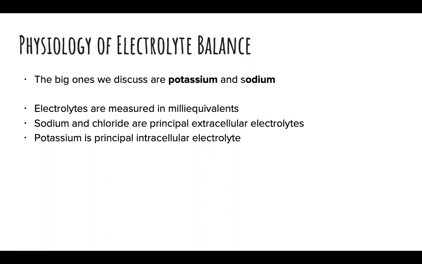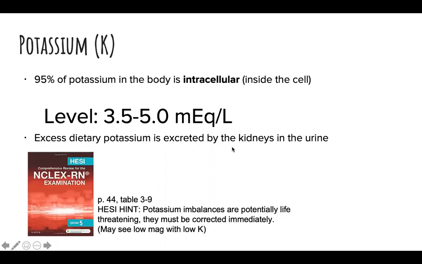Electrolytes are measured in milliequivalents, and sodium and chloride are going to be our principal extracellular electrolytes. That means they're outside of the cell. Potassium is the principal intracellular electrolyte. So your potassium level, and I do want you to know this, a normal potassium level is 3.5 to 5.